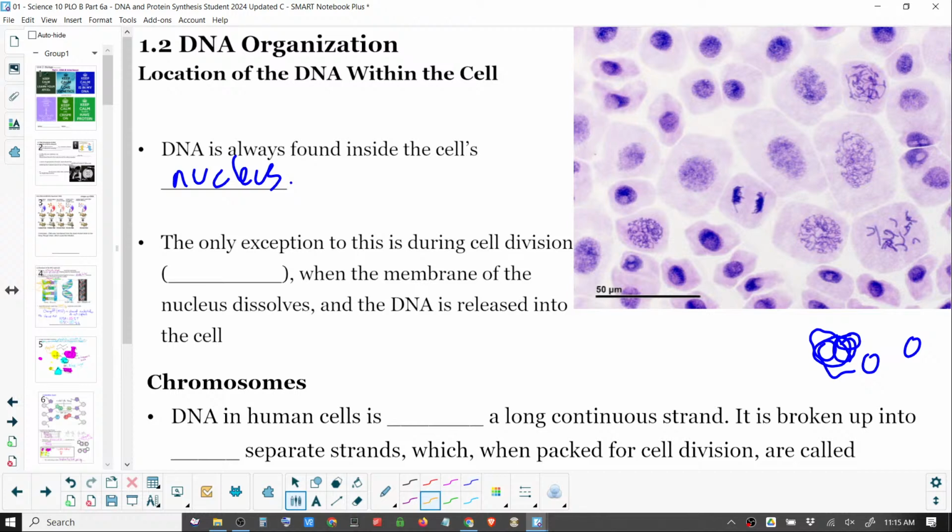So if you don't know, what is the powerhouse of the cell? Mitochondria. Also, the mitochondria has DNA.